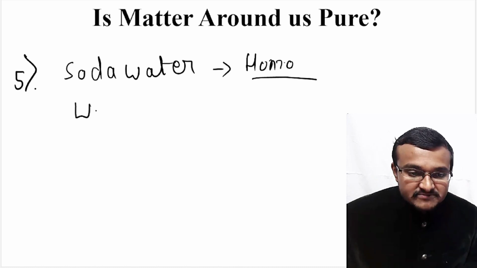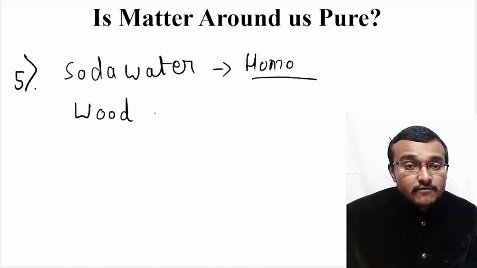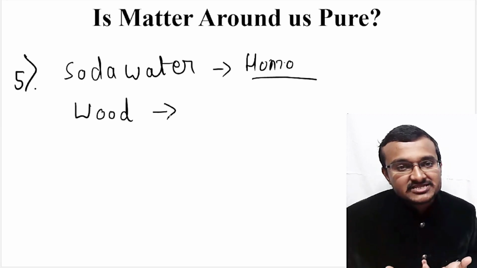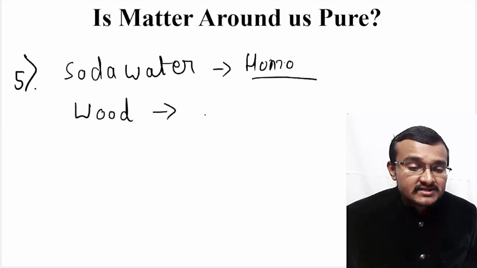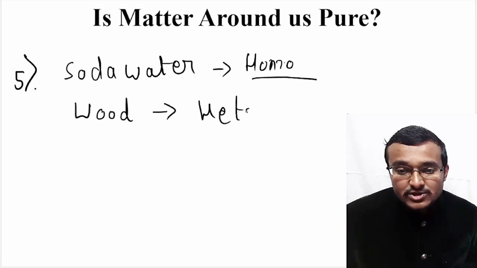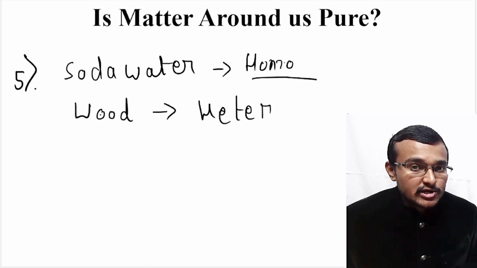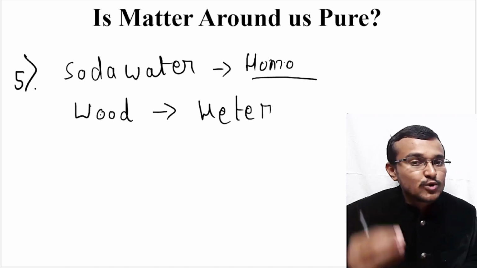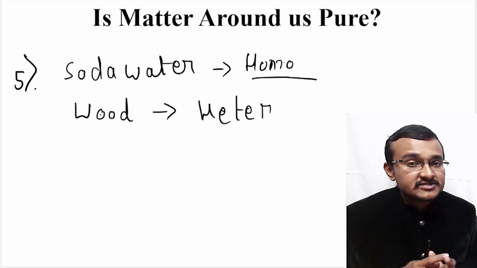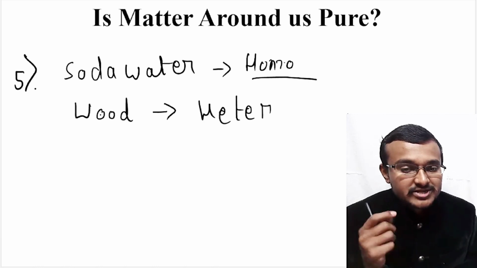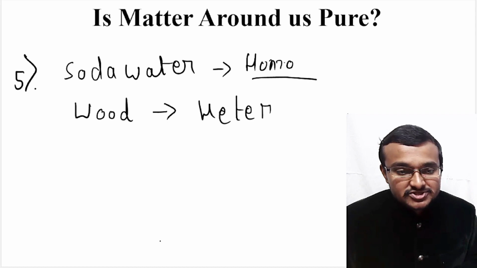And the second substance which they have given here is wood. So wood contains a lot of compounds which are not homogeneously mixed with each other. So hence this particular wood can be known as a heterogeneous mixture because wood contains a lot of fibers, a lot of air molecules, water molecules, so many other chemical compounds in it which are not properly uniformly distributed throughout that particular wood. So that's why wood can be known as a heterogeneous mixture.